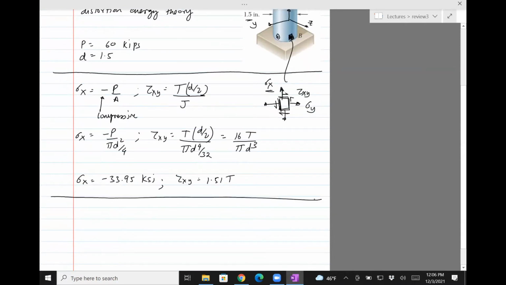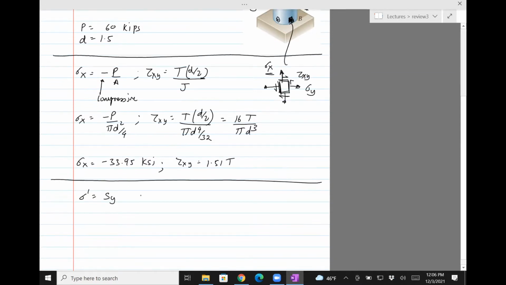Okay. Now that we have that, we can apply the distortion energy criterion, which says that failure will occur when the von Mises stress is equal to Sy, the yield strength. There are two formulas for this. One formula is in terms of principal stress. The other formula for sigma prime is in terms of sigma x, sigma y, and tau xy. So instead of finding the principal stress here, we just use the other formula, which is what I would write here: sigma x squared, sigma y squared.